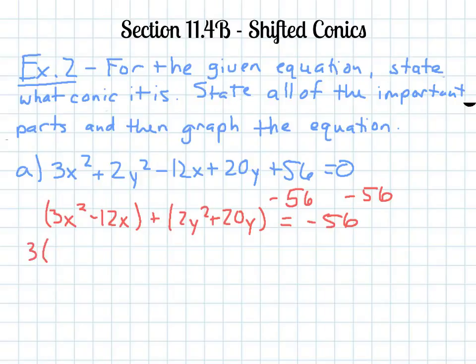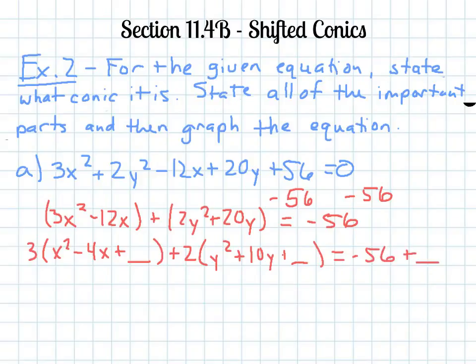So it gives me 3 times x squared minus 4x, and now I want to add something in there to complete the square, so I put a plus blank. Do the same for the y's, take out the 2, so we're left with 10y, and then plus blank. And because you're adding two things to the left side, you've got to add them to the right. Okay? And so now, half of negative 4 is negative 2, and then square it gives me 4. And then half of 10 is 5, and then square that gives me 25.